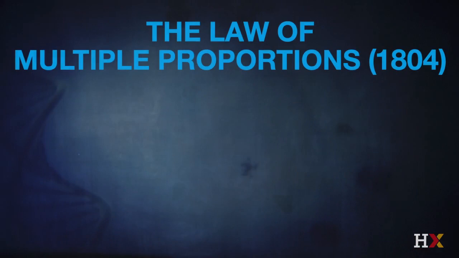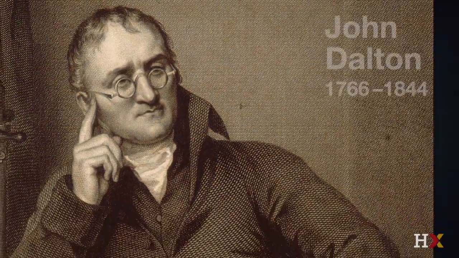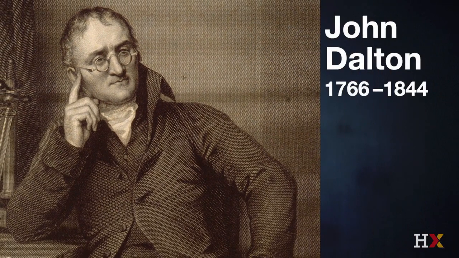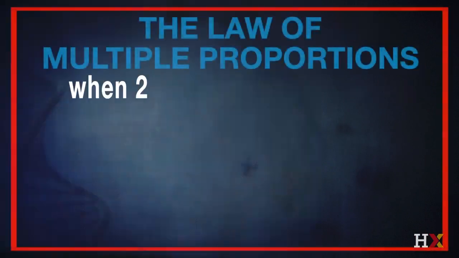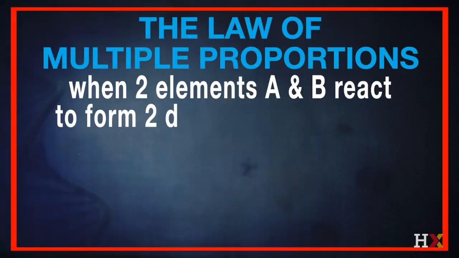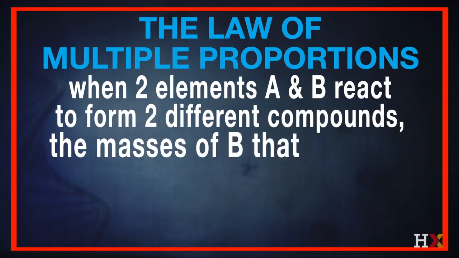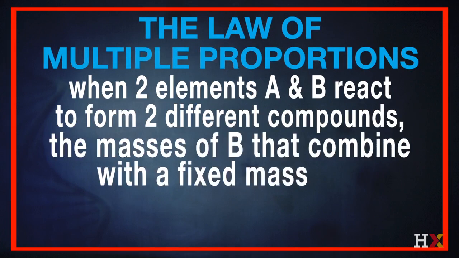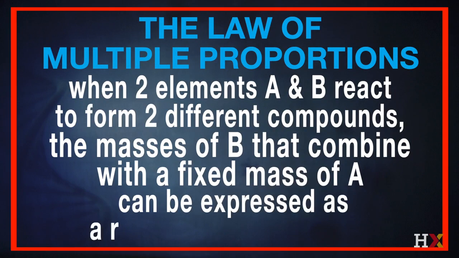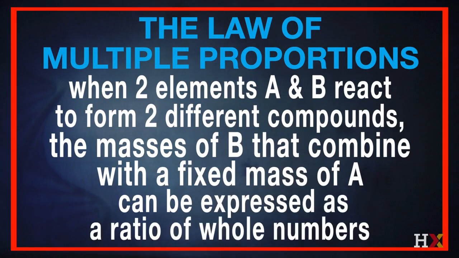Next came the law of multiple proportions. It was 5 years later, in 1804, John Dalton, an English physicist and chemist, who proposed the law of multiple proportions. It says that when two elements, A and B, react to form two different compounds, the masses of B that combine with a fixed mass of A can be expressed as a ratio of whole numbers.